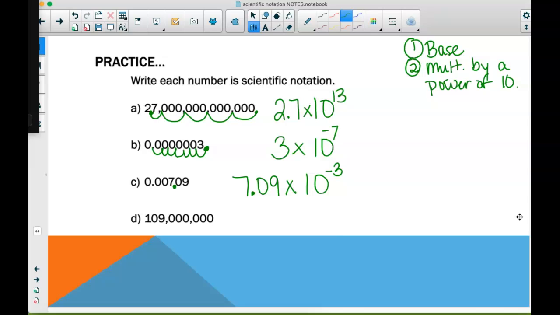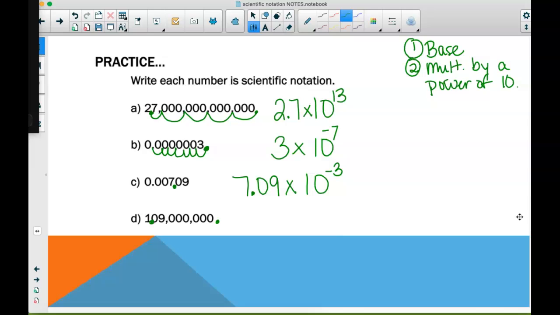Okay, let's try one more. 109 million. The decimal right now is at the very end here. Where should I put the decimal so it's a number between 1 and 10? Okay, I had a couple of people say after the 9. If I put the decimal right there, would I have a number between 1 and 10? No, because I'd have 109, right? So I can't put it there.